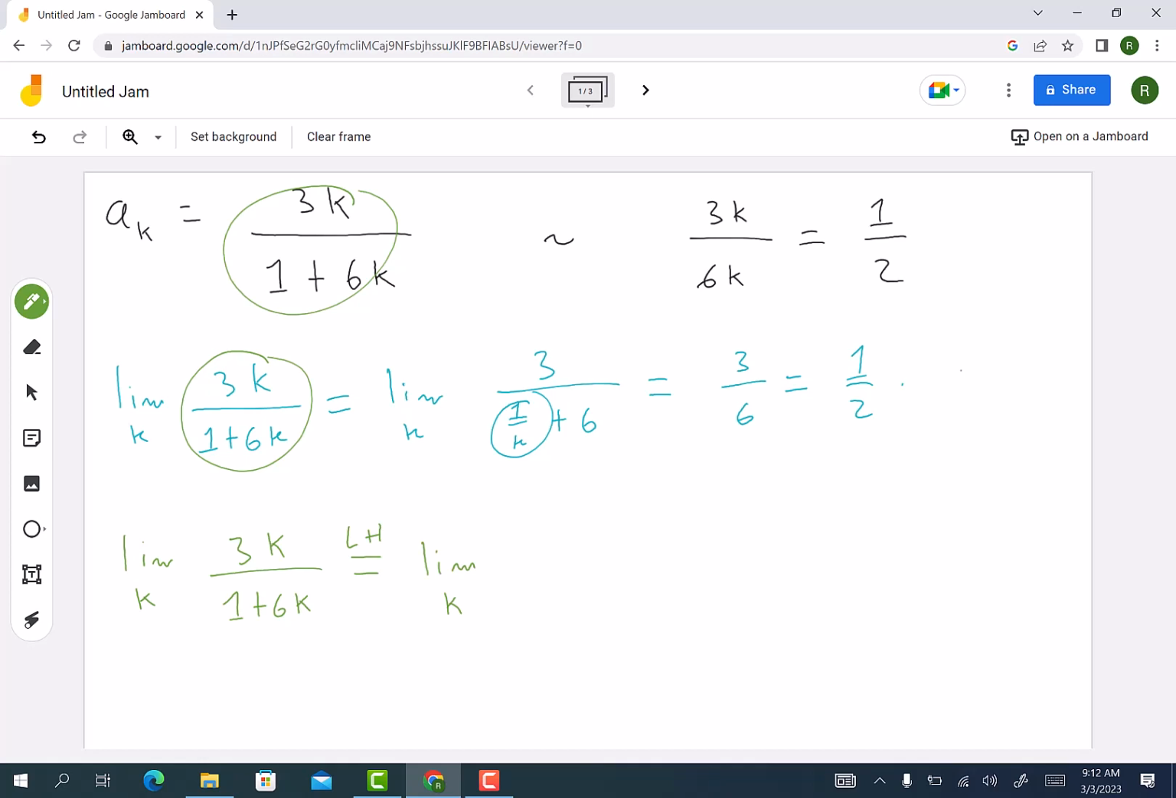So if I take the derivative of 3k with respect to k, I get 3. If I do the derivative of 1 plus 6k with respect to k, I get 6, so 3 over 6. So the limit is just 3 over 6, and this is also known as 1/2. Okay, so that's one way to do this.